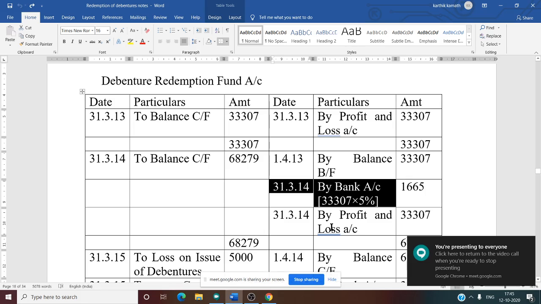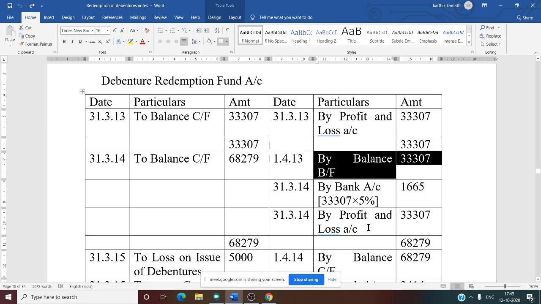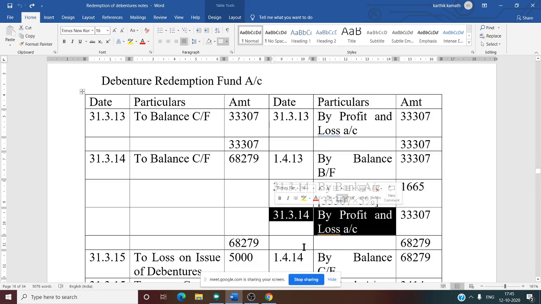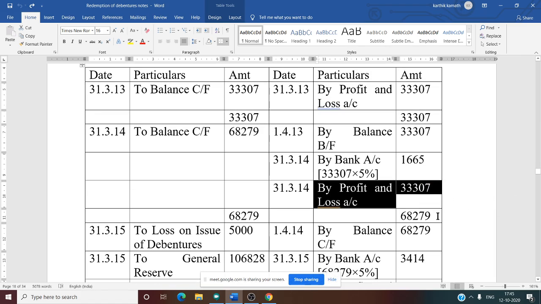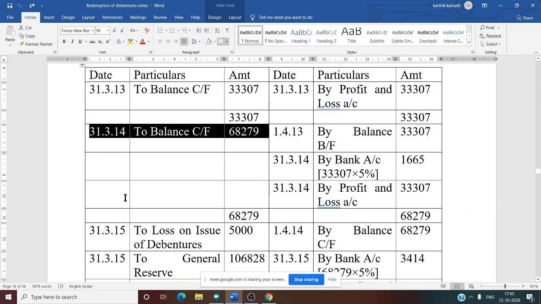Now you need to calculate interest for the second year. First year there is no interest, because there is no opening balance. Second year on the opening balance, calculate interest: 33,307 into 5%. You will get one amount, that is 1,665. Then profit and loss information is there for every year, that is 33,307. So total of second year is 68,279. So close the second year.